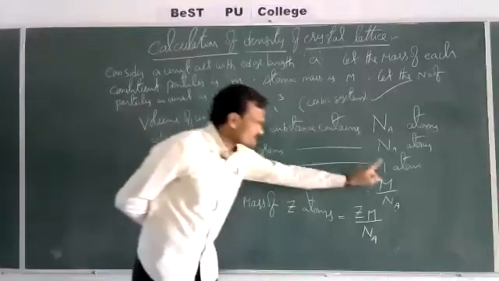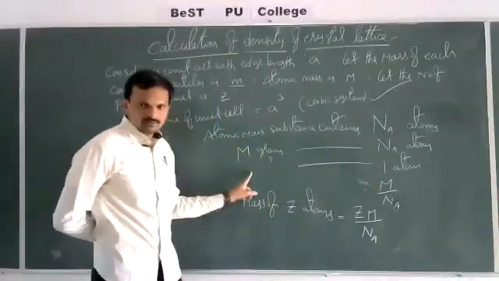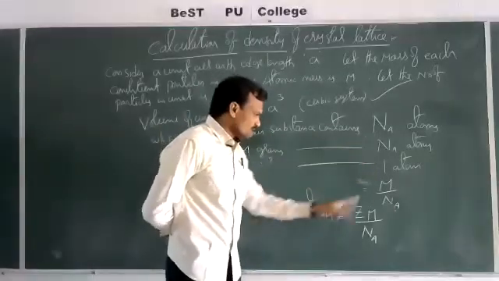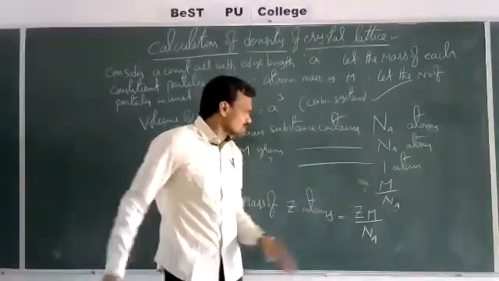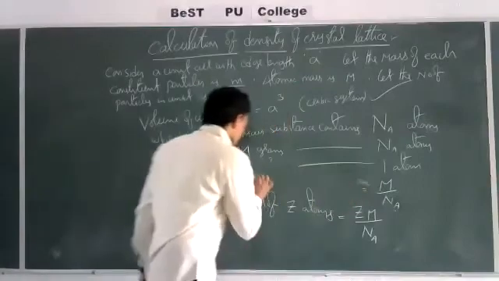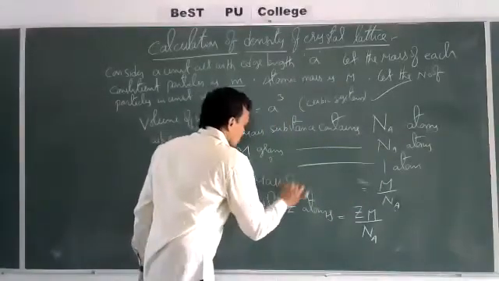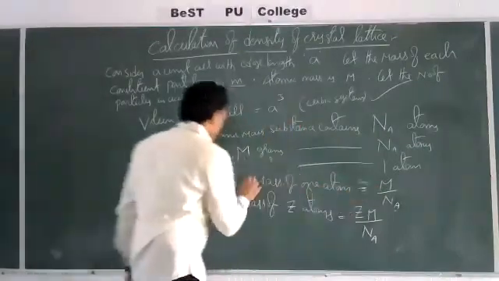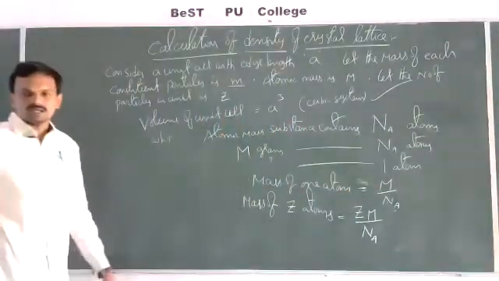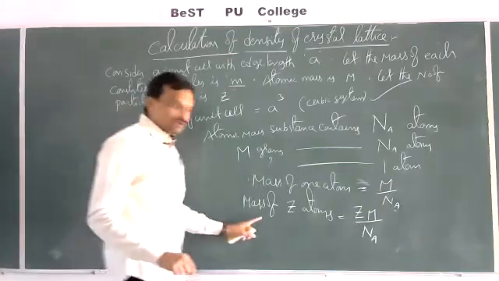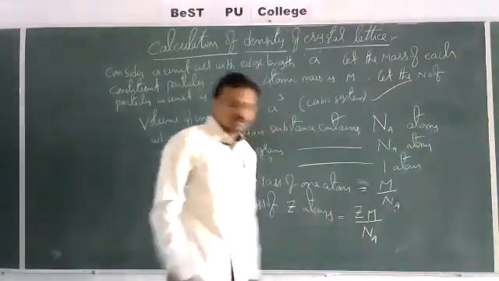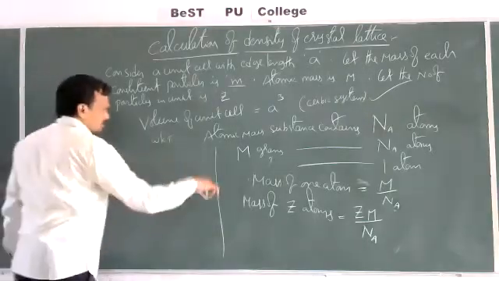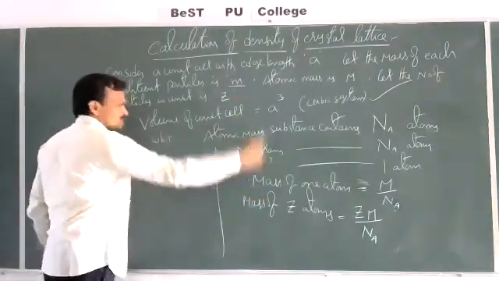Then what is the mass of one atom? So mass of one atom is 1 into m by Na, that is m by Na. This is the mass of one atom. Then what is the mass of Z atoms? Z into m by Na. Now, I'll write here: from this volume and mass, we'll calculate density.